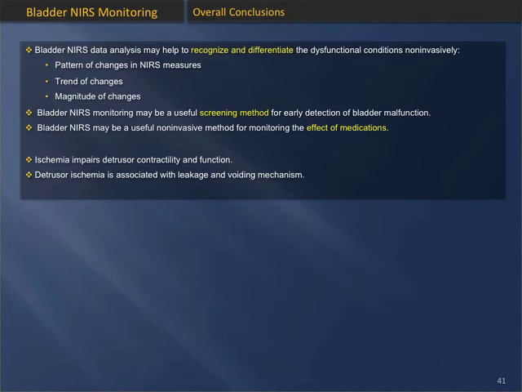Also, our study so far shows that ischemia perhaps impairs detrusor contraction and function. There is an association between detrusor ischemia and hypoxia and different kinds of dysfunction.